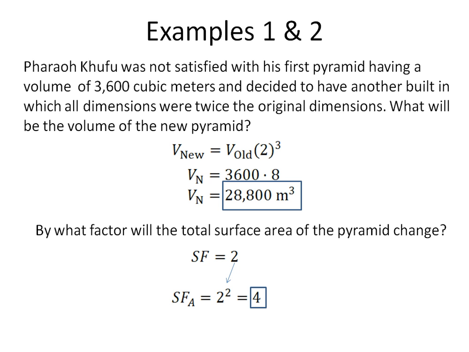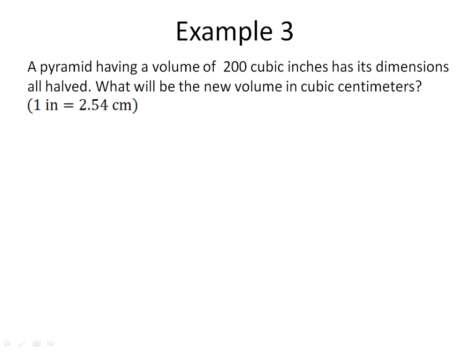Okay, let's go on to example 3. Okay, this time we have a pyramid having a volume of 200 cubic inches, has its dimensions all halved. So this means that our scale factor is 1/2, but it is uniform all the way through. So this means we can take a little bit of the shortcut. So what will be the new volume in cubic centimeters?